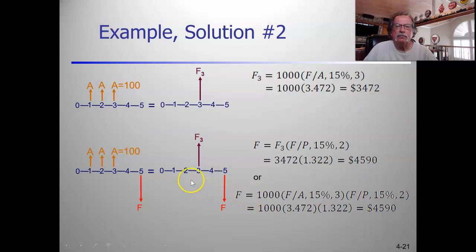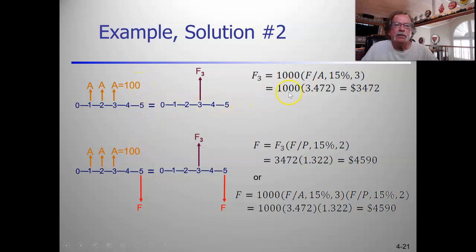Method 2. We compute F3, and that's the value of these $1,000 payments. I'm sorry, that should be 1,000. Sorry about that interruption. I'll fix that.